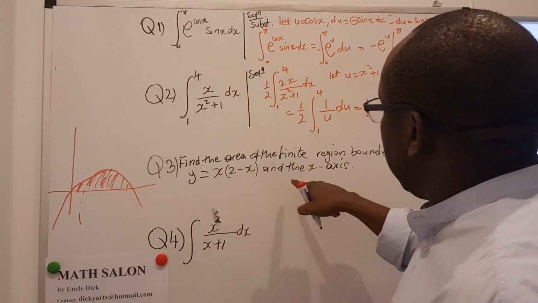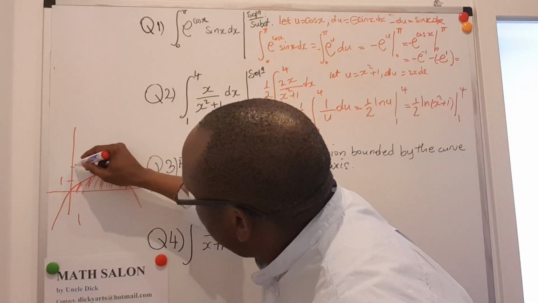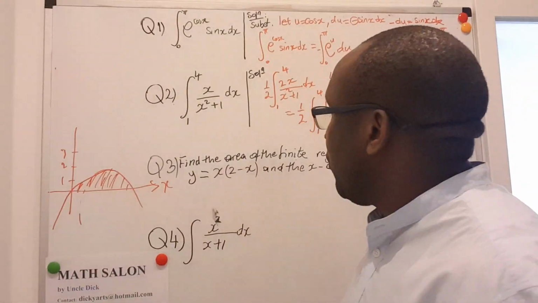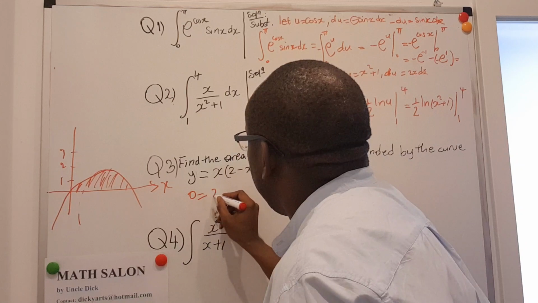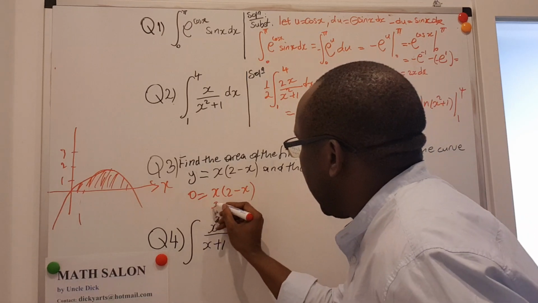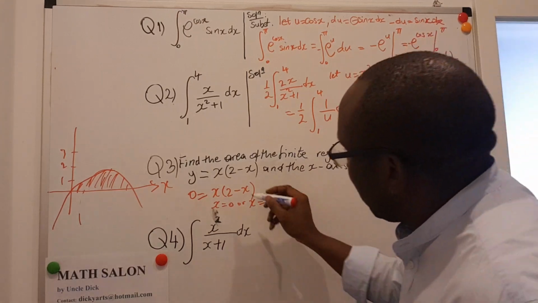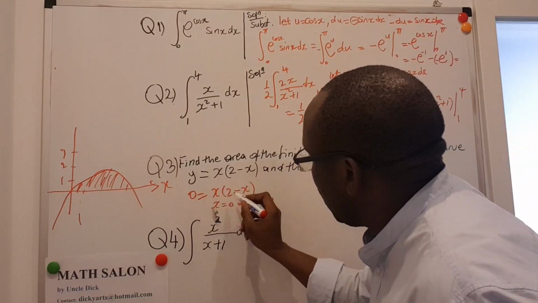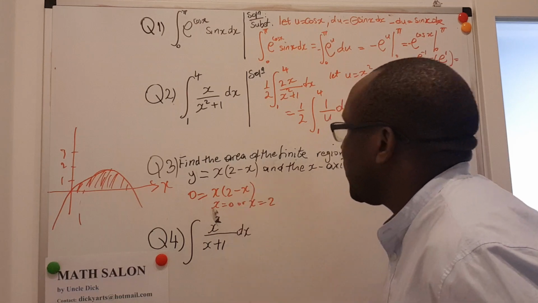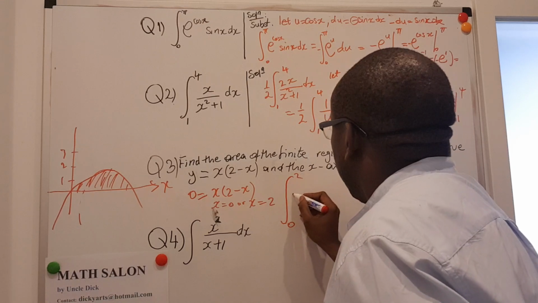So in order to do that, we know that on the x-axis, y values are 0. So on this line, y is equal to 0. That means 0 is equal to x multiplied by 2 minus x. That means there are two solutions here. x is equal to 0 or x is equal to 2, just obtained by solving this. If two factors multiplied give 0, it means either this is 0 or this is 0. But 2 minus x equals 0 means x is equal to 2. So actually we are going to look for the integral from 0 to 2 of that function.